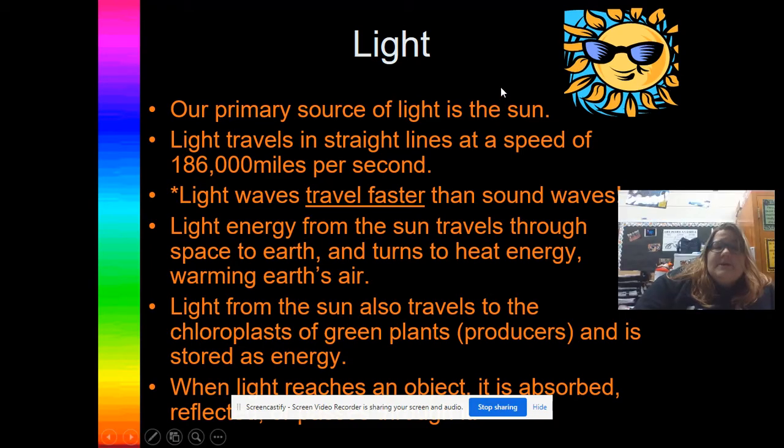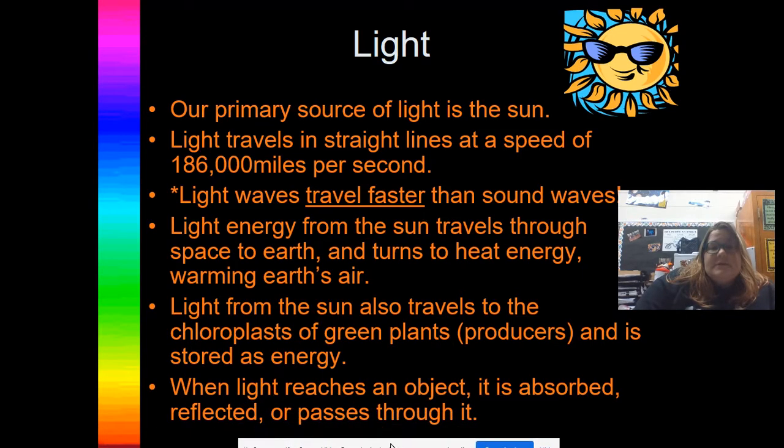Light energy from the sun travels through space to Earth and turns to heat energy, warming the Earth. So light goes through space, and that's why we have light and heat energy from the sun. Light from the sun also travels to chloroplasts of green plants, producers, and is stored as energy. When light reaches an object, it is absorbed, reflected, or passed through it.